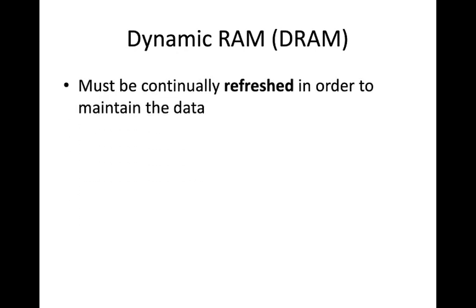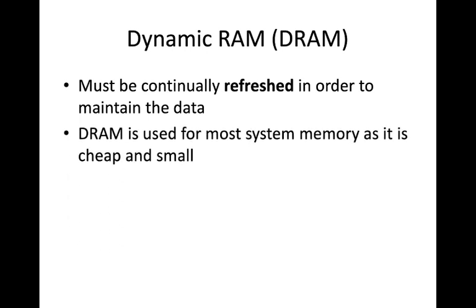Next is dynamic random access memory. It must be continuously refreshed in order to maintain the data. So that's the problem with DRAM. We need to refresh it always, so power will be needed to refresh this memory always. DRAM is used for main system memory because it is cheap and small. So this is the thing we will use as RAM nowadays.